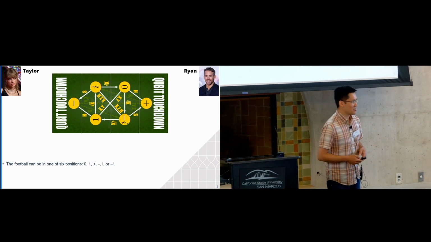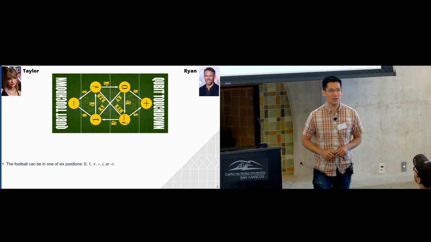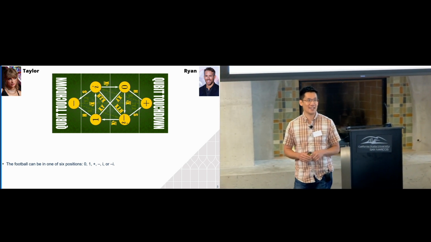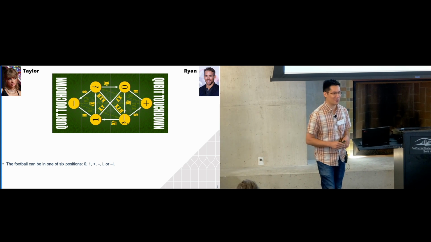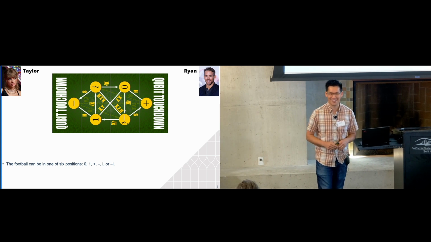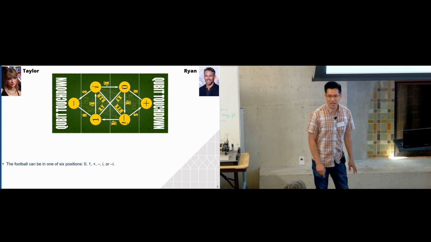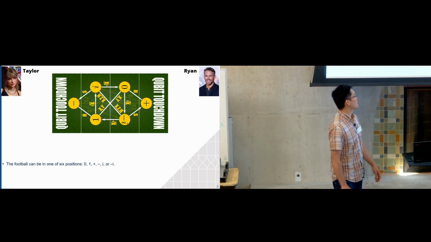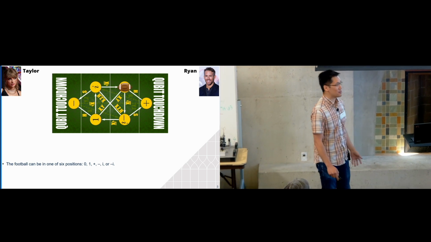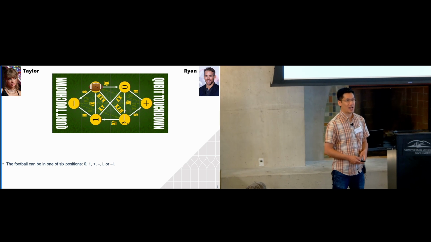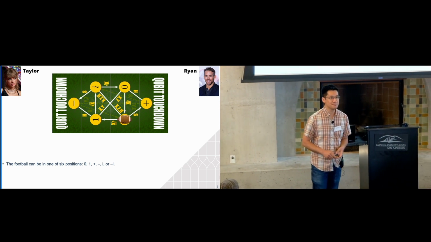After that, I taught them how to play the game, and then they played it. So it's a 2-player game. So we have Taylor Swift versus Ryan Reynolds, right? I actually Googled who are the most popular celebrities among high schoolers, and they came up. And you can see the game board there. So the football can be in one of 6 positions indicated by those yellow circles. The football can be at 0 or 1 or plus or minus or i or minus i.